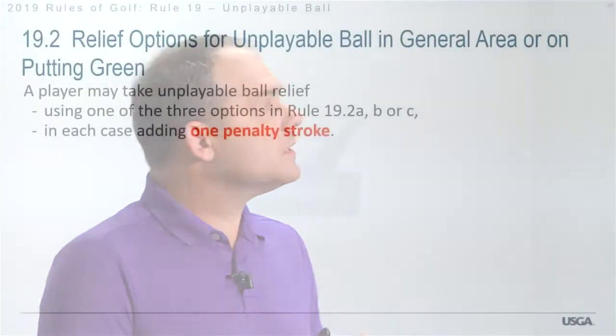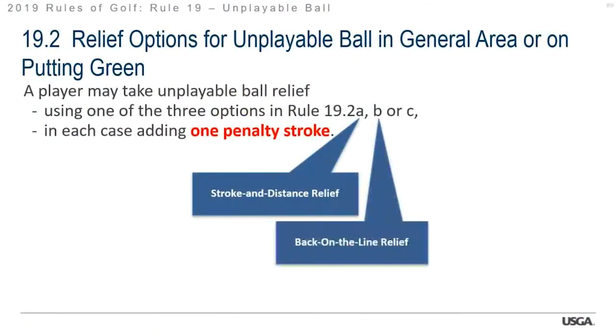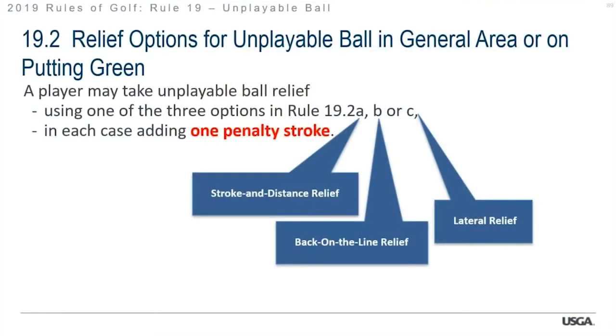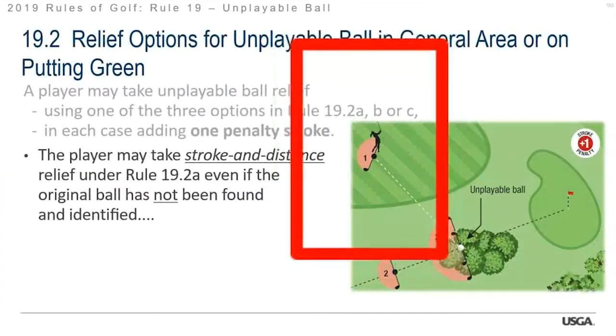All right, so let's talk about what we can do for an unplayable ball that's in the general area or on the putting green. A player may take unplayable relief under any of the 3 options, A, B, or C. Those haven't changed. The A, B's, and C's are as before. I always thought of them as A, all the way back to where you last played from, B, behind where your ball is, and C is the club links option. So it's very similar, but we're going to talk about those relief options individually here shortly. Anytime you take an unplayable ball, you have a 1-stroke penalty. And this is how we're going to do it.